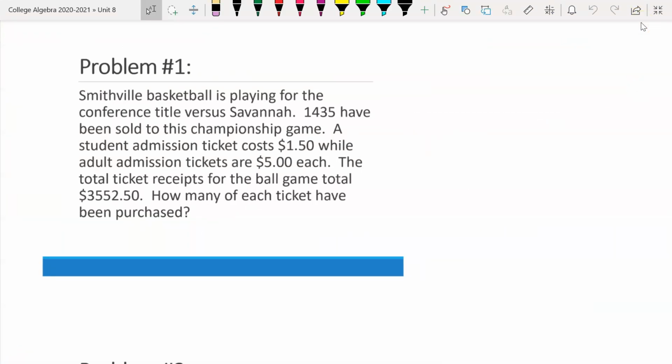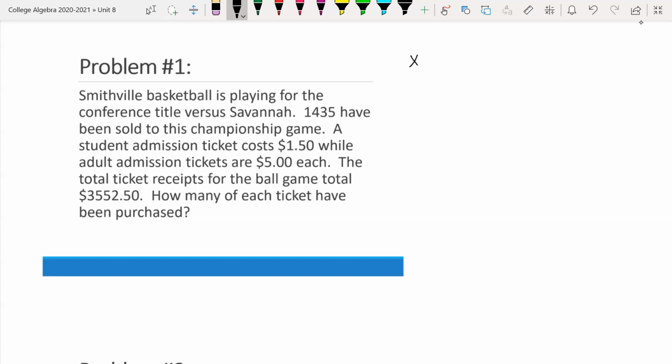So the first one, it says Smithville basketball is playing for the conference title versus Savannah. So 1,435 tickets have been sold to this championship game. A student admission ticket costs $1.50, while adult admission tickets cost $5 each. The total ticket receipts for the ball game total $3,552.50. How many of each ticket have been purchased?